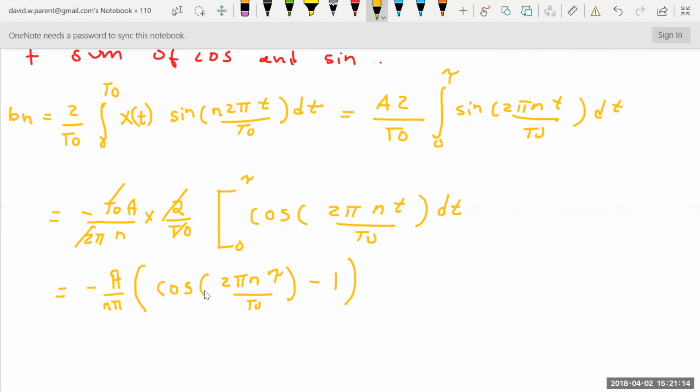So cosine of 0 is always 1. But then when you multiply it through, we can keep this here and just have 1 minus cosine. All right.